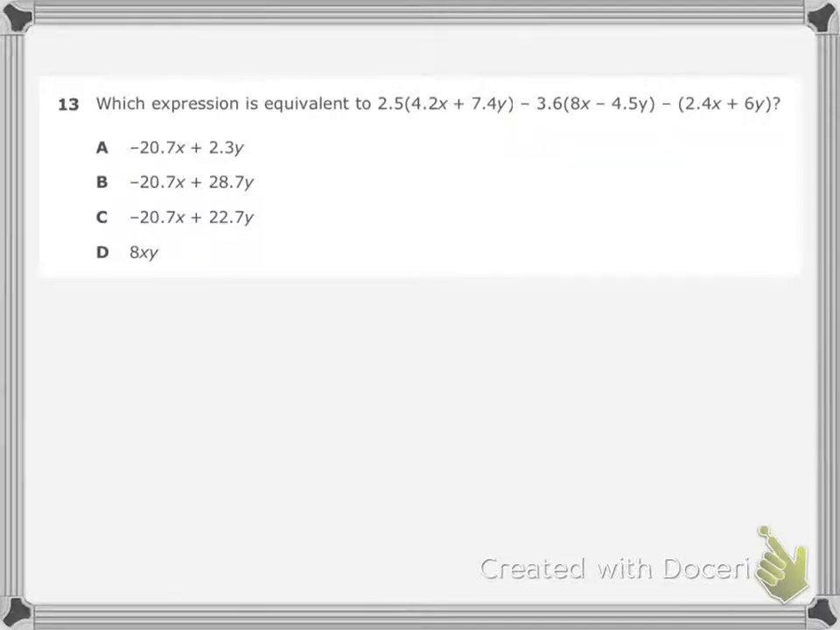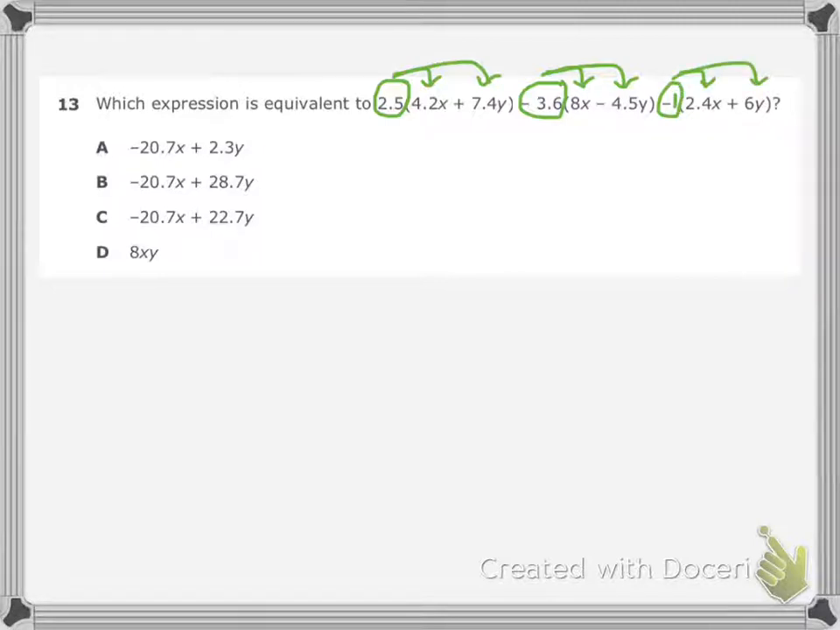So for this one, we've got a lot of decimals. You may want to have a calculator handy. In the first set of parentheses, we're going to be distributing this 2.5. In the second set of parentheses, we're going to be distributing this negative 3.6. And in the last set of parentheses, we're just going to be distributing this negative 1. Okay, so we've got a lot to do.